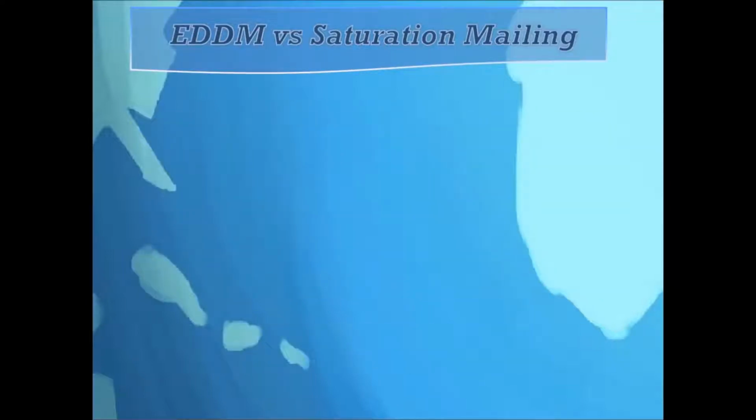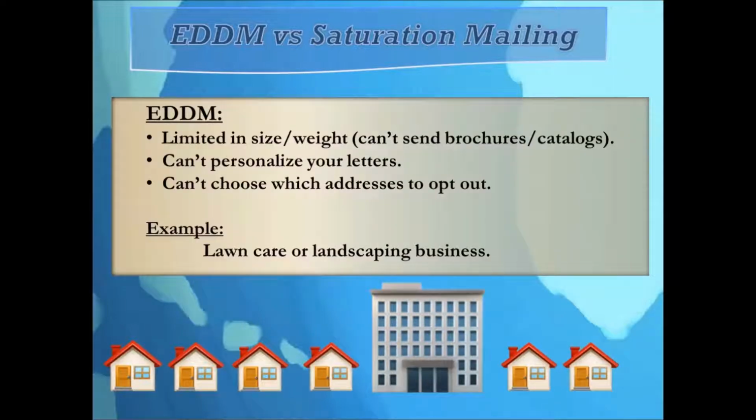So, what is the difference between EDDM and saturation mailing? Well, EDDM is pretty much the same as saturation mailing, except you can't really target your customers. With EDDM, your letters are limited in size and weight, so you can't send thick brochures or catalogs. You can't personalize your ads because you don't have the people's names or addresses. You can't choose which address you want to target or avoid specifically. With EDDM, your mail is delivered to every household on that carrier route.